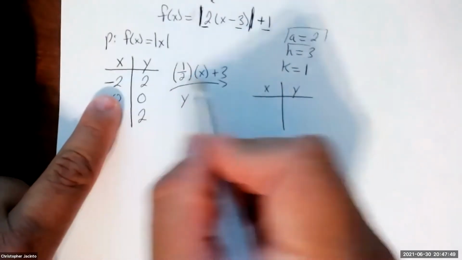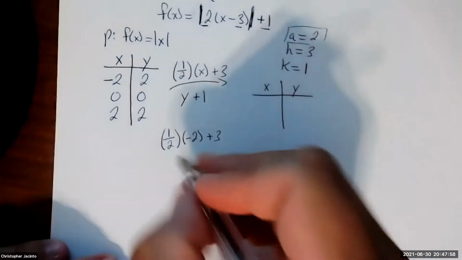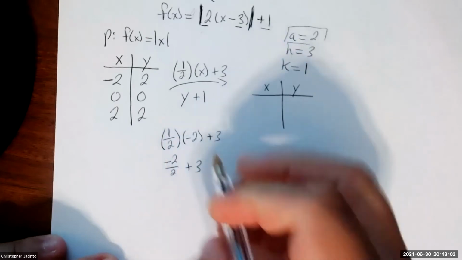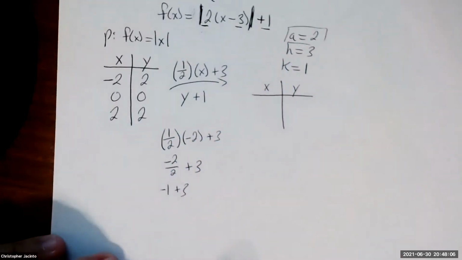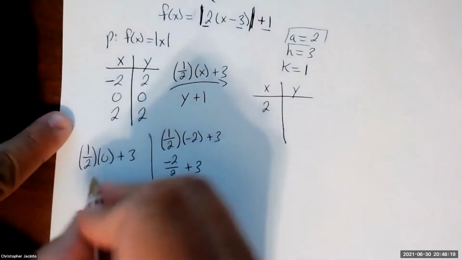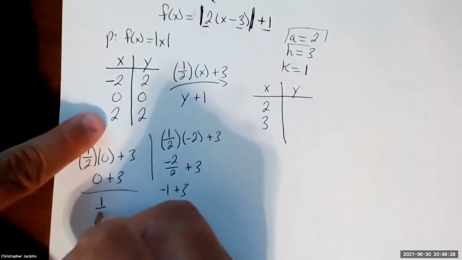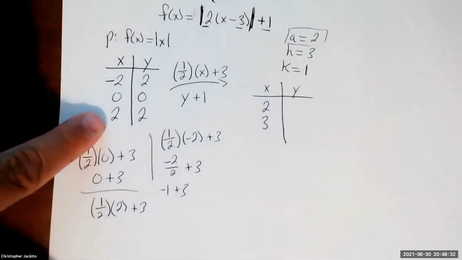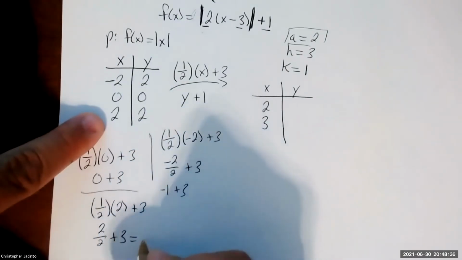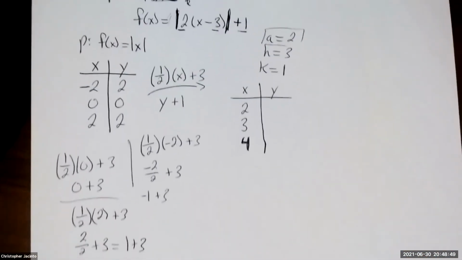So for the x's, we're just going to plug and chug. 1/2 times -2 plus 3, and just to simplify, this is -2/2 plus 3. So this just becomes -1. That gives you +2. Plug in 0: 1/2 times 0 plus 3. That's just 0, so we just get 3. Last one: 1/2 times 2 plus 3. This is 2/2, which ends up being 1, plus 3, which gives you 4. And there we go, we're finished with the x's. Before we go any further, any questions there so far?